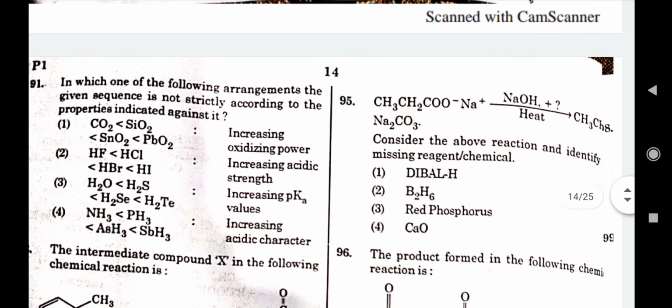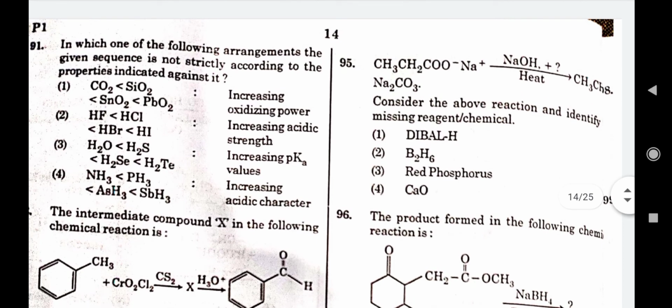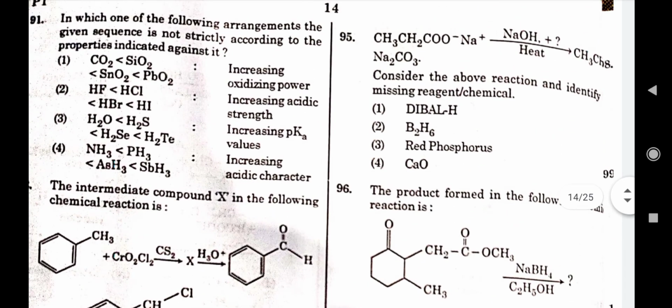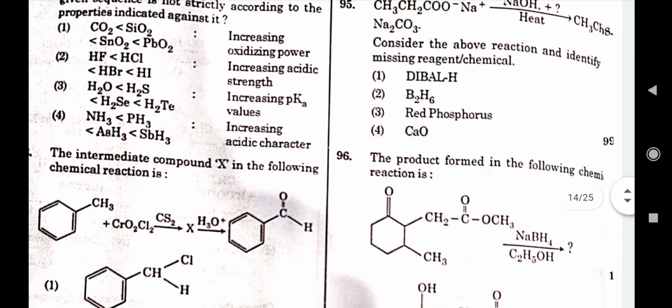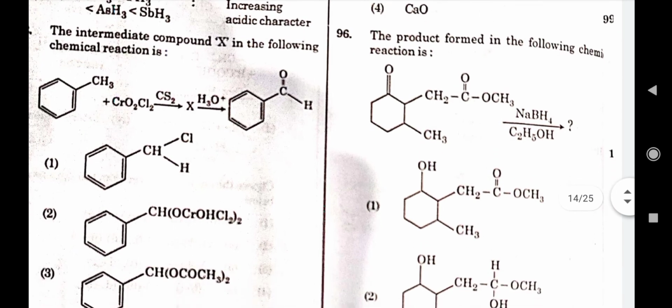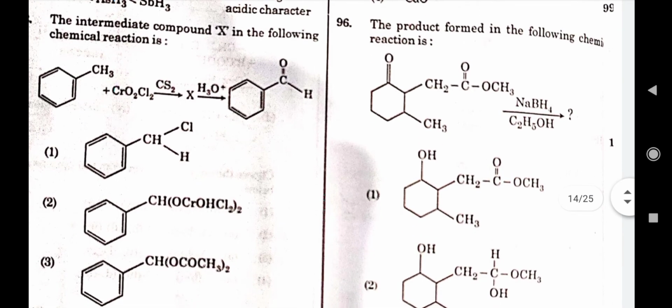Moving on to question number 95. Reaction is given. Consider the above reaction and identify missing reagent chemical. इसका जो correct option है that is option 4, calcium oxide. Now moving on to question number 96, the product formed in the following chemical reaction is? इसका जो correct option है that is option number 1.